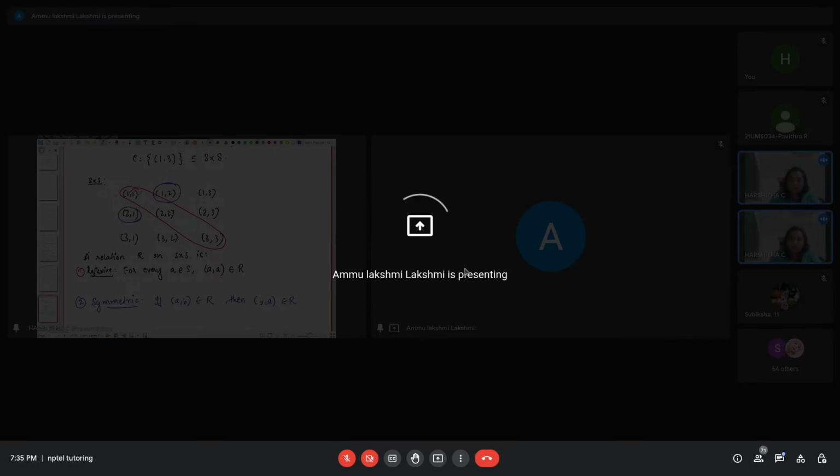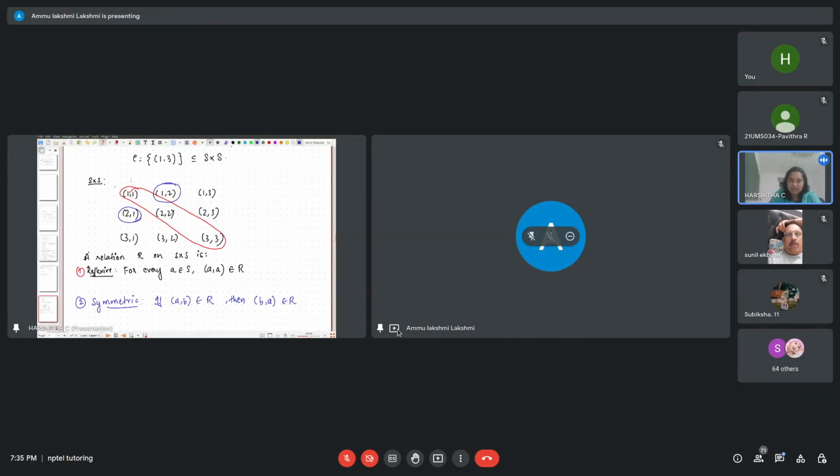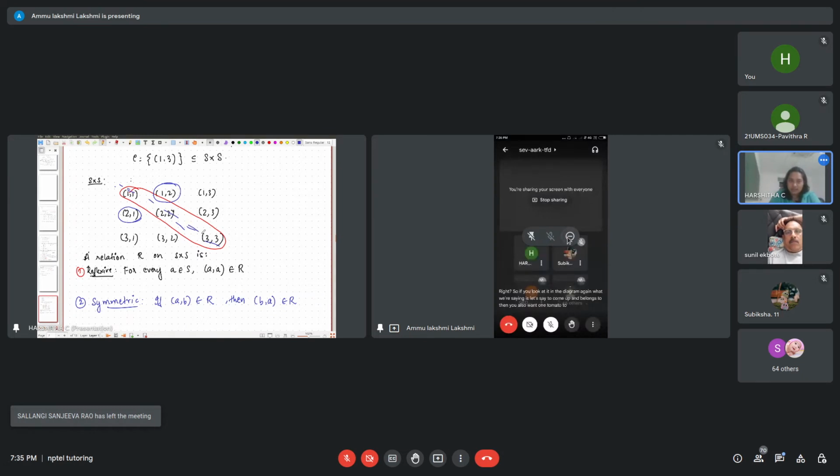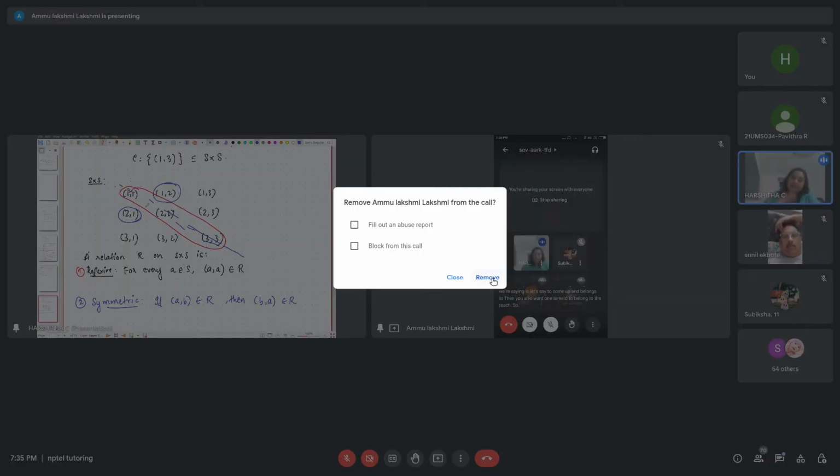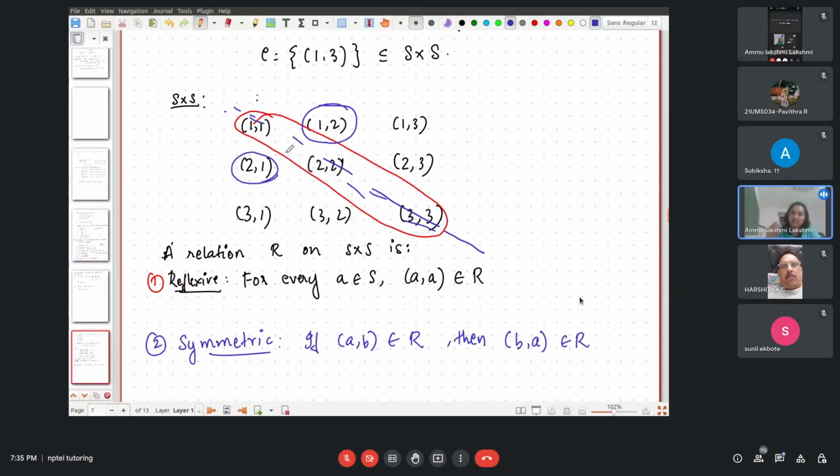So in other words, if you look at this line, the center, it is kind of symmetric with respect to this line.